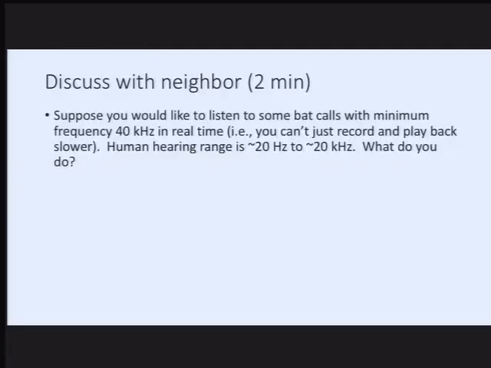So take two minutes to discuss with your neighbor. You'd like to listen to some bat calls, but your hearing range can't detect them. What do you do if you have to do this in real time? Which basically means you can't just record it and play it back slower. Two minutes.